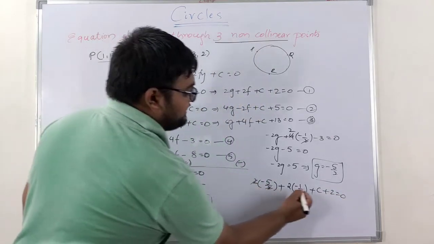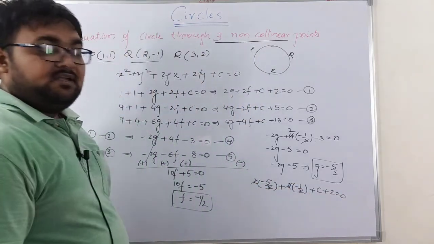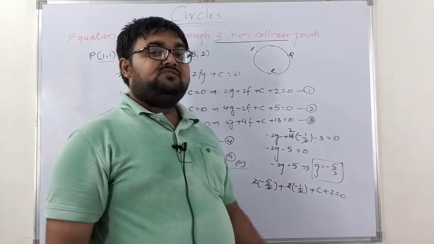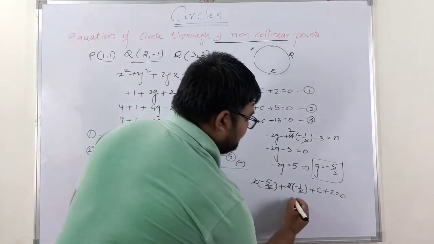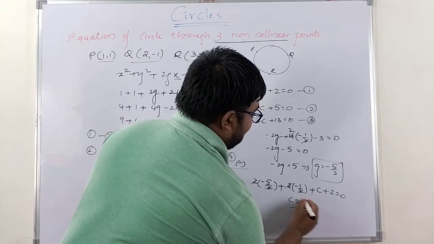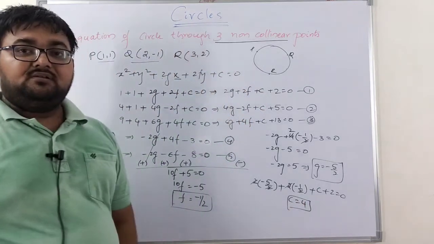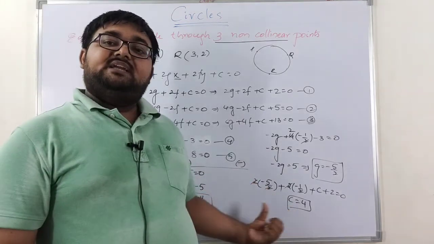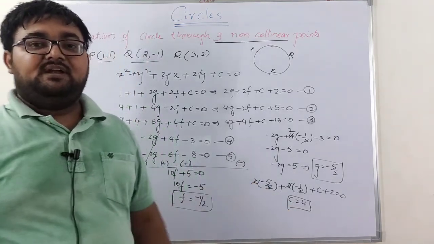So here 2 gets cancelled, here also 2 gets cancelled. Then what am I going to have? Minus 5 minus 1 is minus 6. So minus 6 plus 2 is nothing but minus 4. So from this, c is equal to 4. So I got all the 3 unknowns. So this is nothing but the procedure by which I can obtain the 3 unknown variables g, f and c.